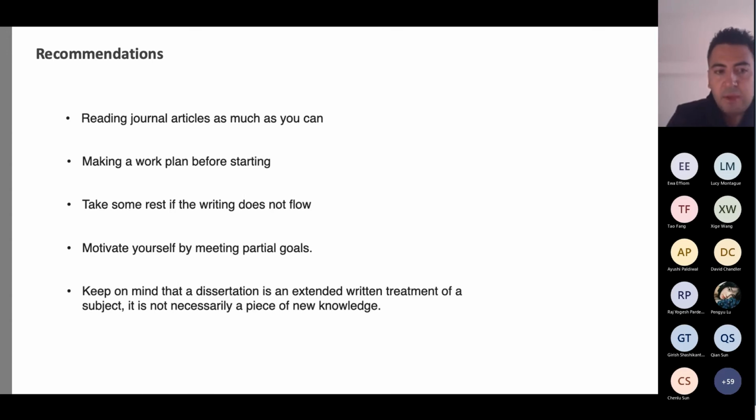But I think you should keep in mind that a dissertation is an extended writing treatment of a subject. It is not necessarily a piece of new knowledge. It's something my tutor told me in the past, and it was helpful for me to understand that it's just a piece of work, a reflection about a subject, but that's all. It's not necessarily something like a PhD's contribution to knowledge. Basically, that was my presentation. Sorry for the time, but thank you so much.